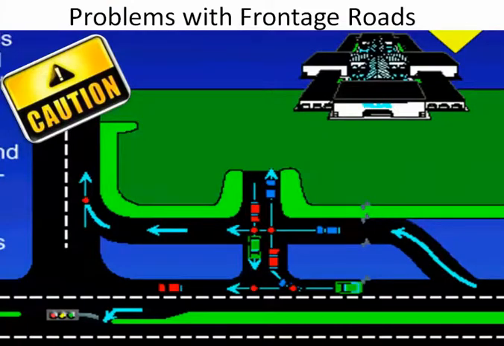Okay, so this is again an example of a problem with a frontage road. As you can see, a turning movement takes place on the frontage road, and you see the activities that happen in and out of this establishment. Next.